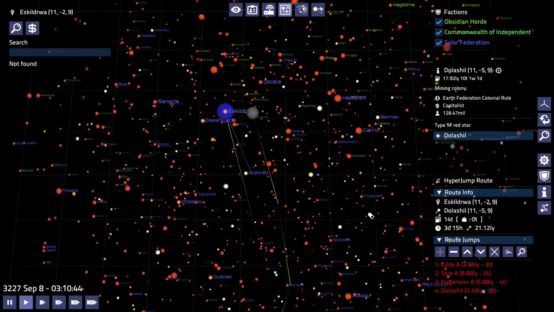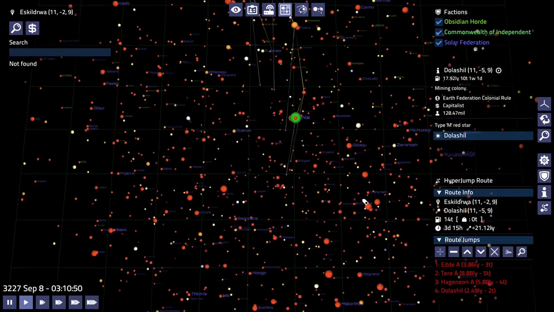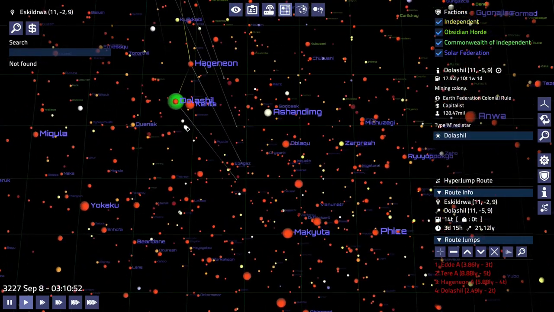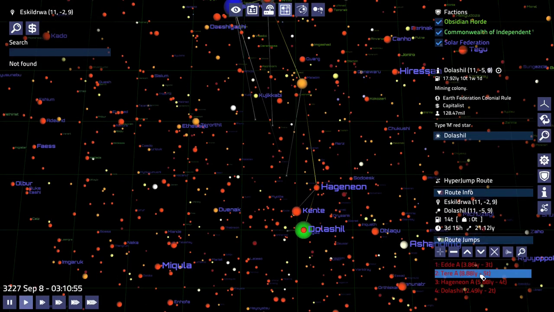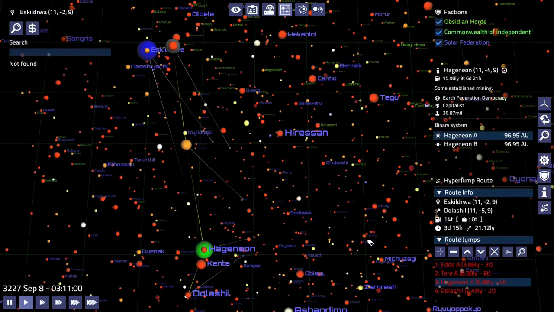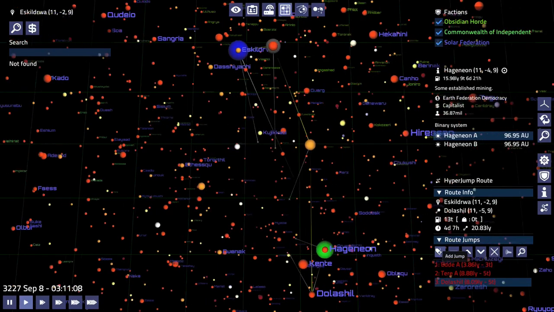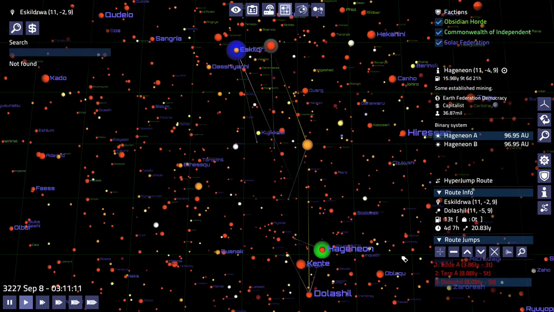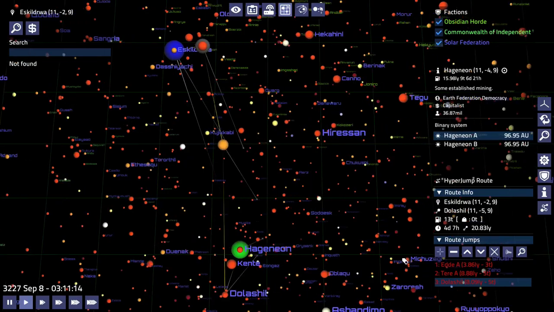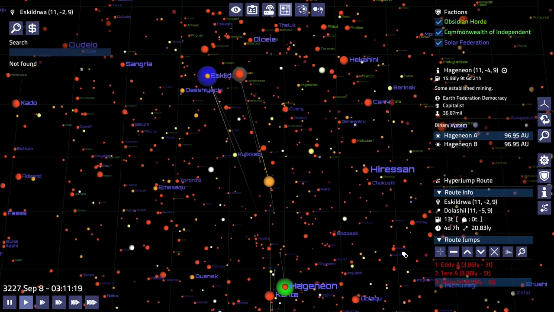Okay. So let's see. Dolashiel. We can cut a few jumps off our trip. Not really save time, but we save fuel, maybe? So 14 tons of fuel. 13 tons of fuel, and it still takes only 4 days. Because we really don't need to do anything. We just need to get there in time.